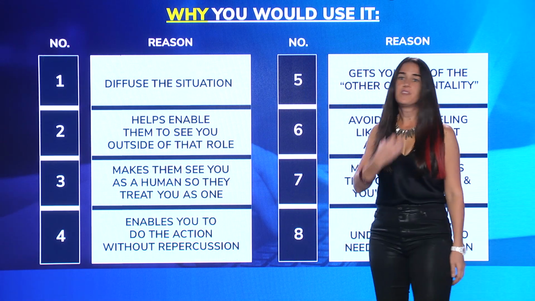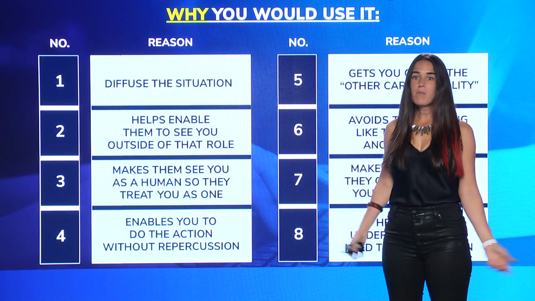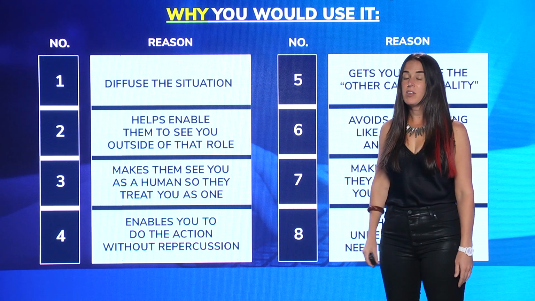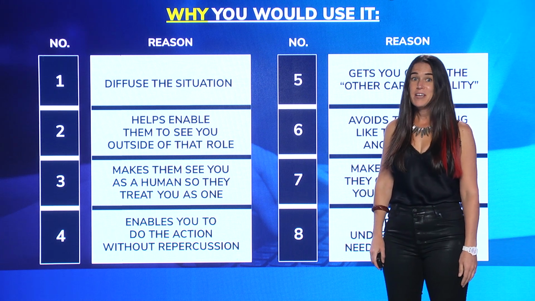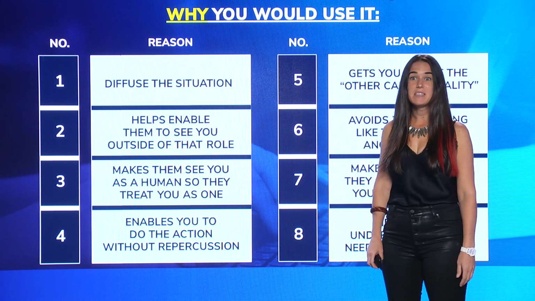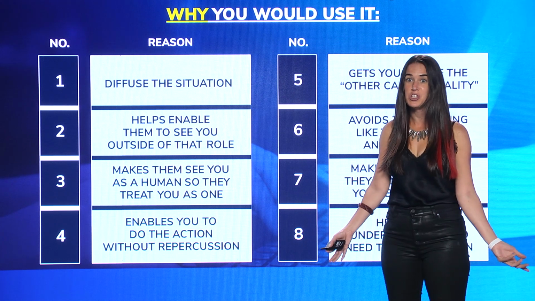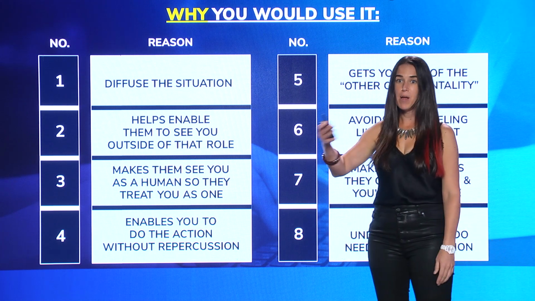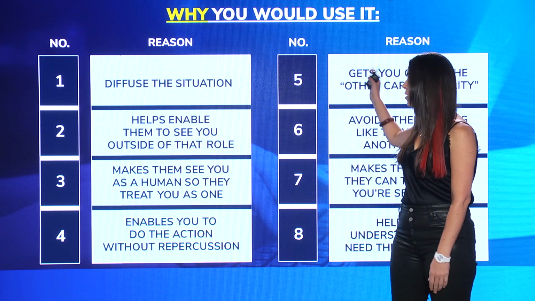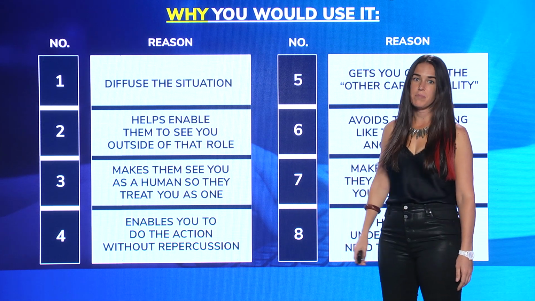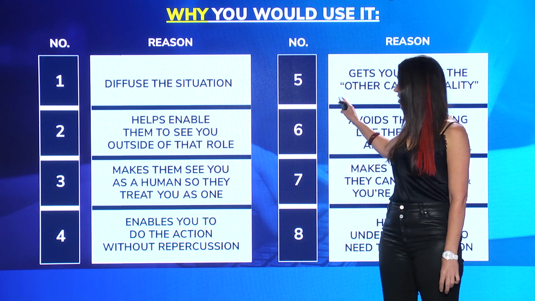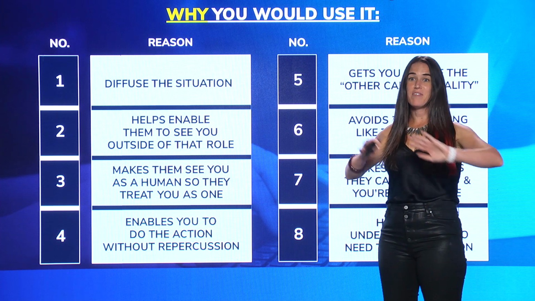Number one, it diffuses the situation. So a great way to do this, let's say you have a pricing model. If you come in and you say, not to be the typical rep that pitches you pricing that's way out of budget to start high, but blah, blah, blah. Number one, it's going to diffuse the situation with the buyer. Number two, it's going to help them to see you outside of that role.